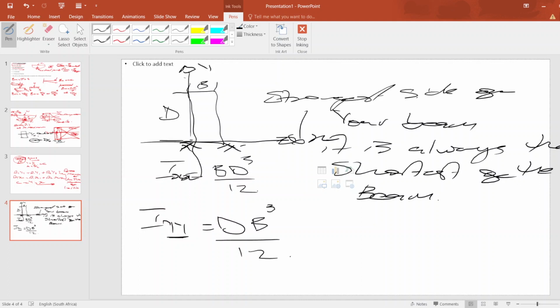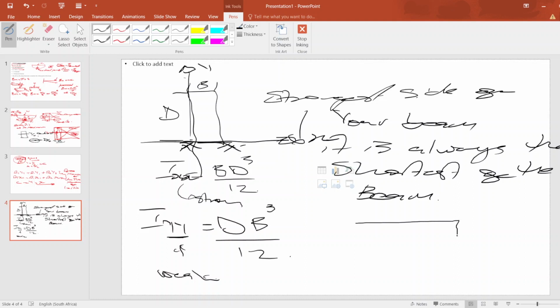Now for Ixx, the fact that this is where I've taken moment, I'm opposite to B, then it will be B multiplied by D cubed divided by 12, and this is the strong side, and this is the weak side of the beam. Right, now when coming to the moment of inertia, we always work from the strong side, but it will depend on the position of your beam.